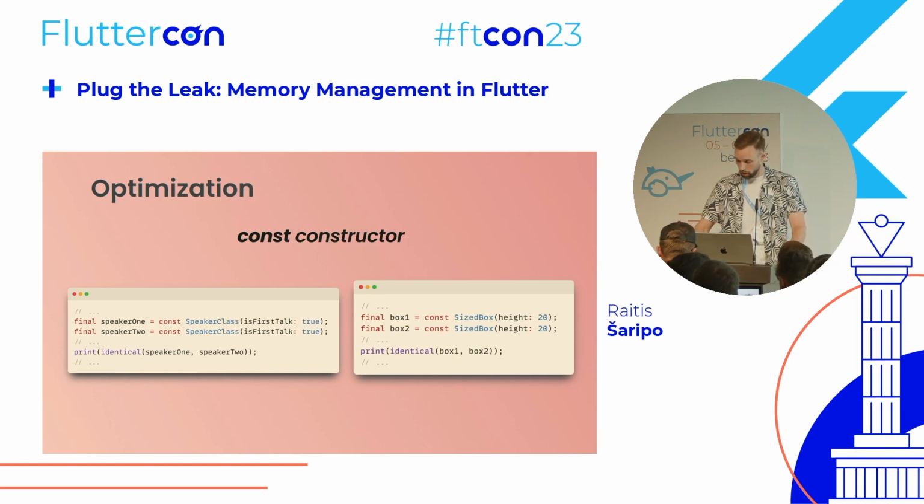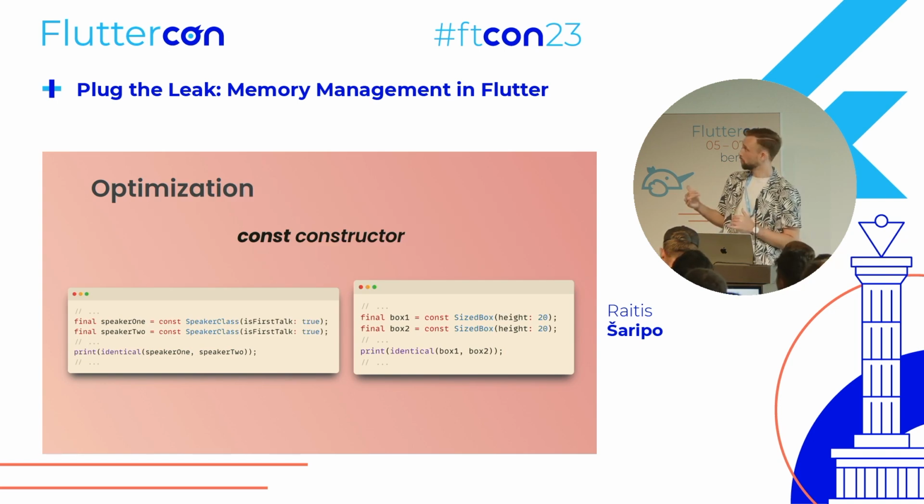Using const constructor whenever possible. Why? Well, because first of all, it's a recommended optimization, and secondly, it's also a performance gain. When we are creating two identical objects with the same const constructor, only one object actually will be created, and any subsequent objects created with the same const constructor will reference the first one, the one that was initially created.